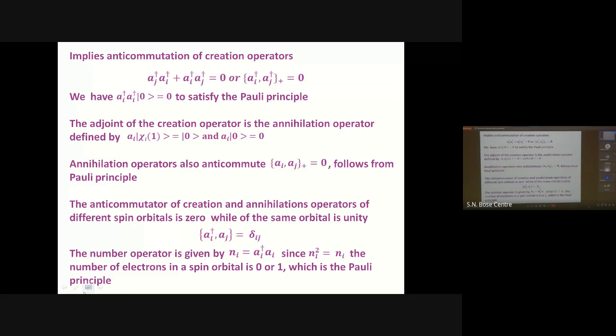Then you define a number operator N_i, which is A_i dagger A_i, and the number operator, by the very fact that it is fermions, should have idempotency. That is, N_i squared is equal to N_i. So N_i can be either 0 or 1. You cannot put more than one electron into an orbital. Well, if N_i squared is equal to N_i, it means N_i equals 0 or 1. And that is the Pauli exclusion principle.